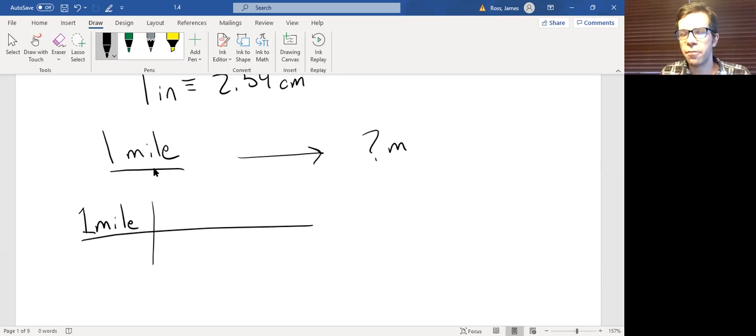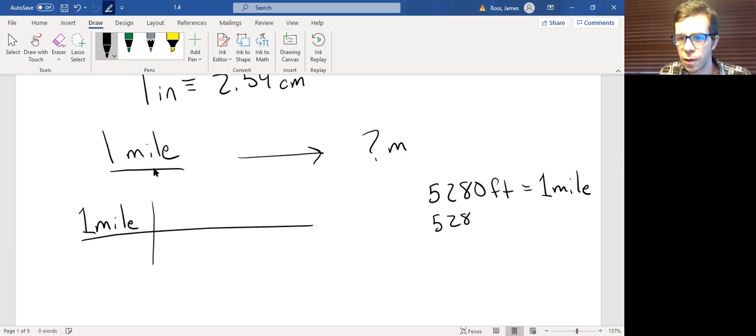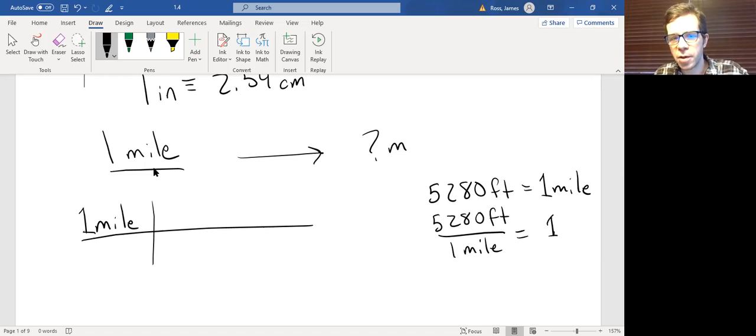and I know how many feet are in a mile, or how many yards, either way. There are 5,280 feet in 1 mile. So now if I divide by 1 mile, I have 5,280 feet over 1 mile is equal to 1. And we can multiply by 1 without changing the value of a number. So I'm going to multiply here, 5,280 feet in 1 mile.